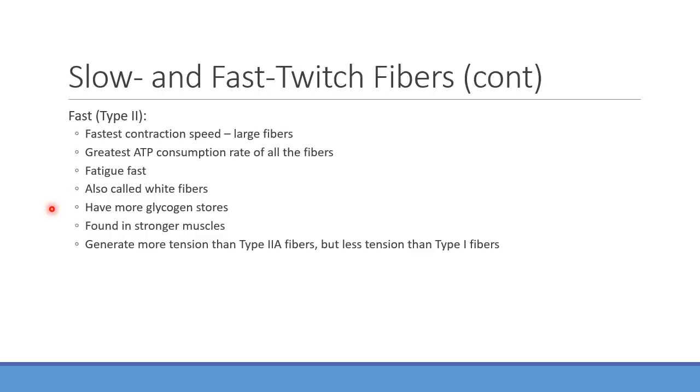But in order to help counteract that, they're also going to have things like more glycogen stores, to make sure they have at least some source of energy for something that may last more than 5 to 8 seconds. When they exhaust that phosphocreatine, they at least have something to generate some extra energy. Typically found in a lot of stronger muscles. So again, they can generate more tension than the type 2A fibers, which we'll look at in just a second, but less tension than the type 1 fibers in general.